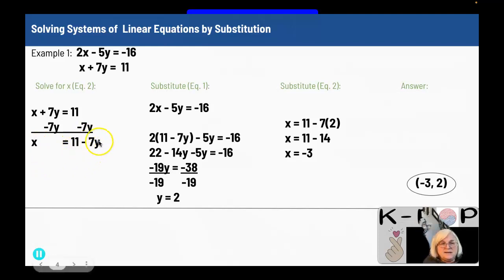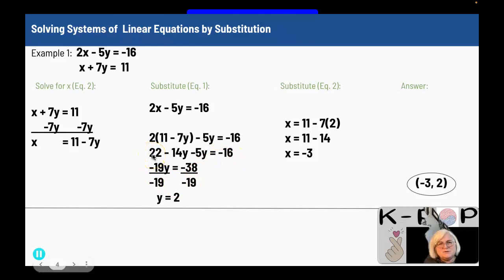I take what x is equal to, and because I use the second equation to solve for x, I plug it into the first equation. So I now have 2 times 11 minus 7y minus 5y equals negative 16. 2 times 11 is 22. 2 times negative 7 is negative 14. So I have negative 14y minus 5y equals negative 16.